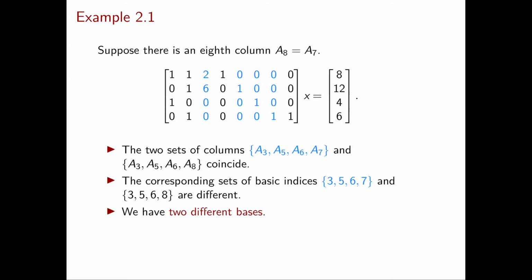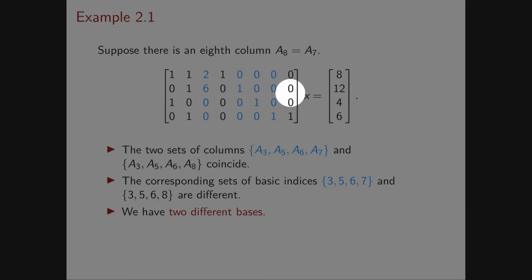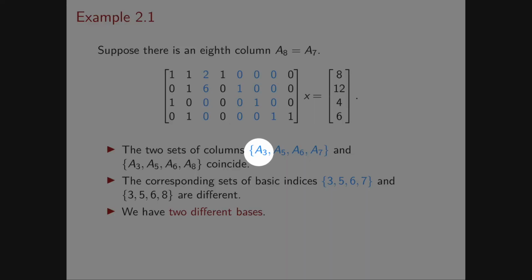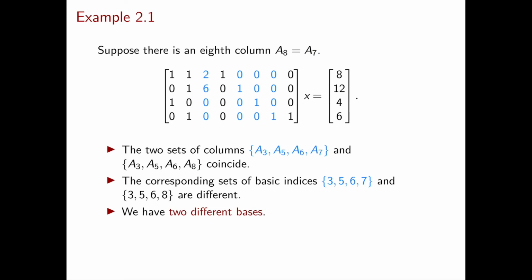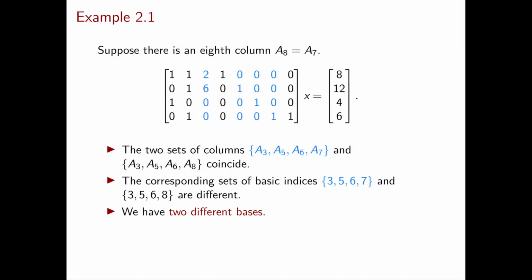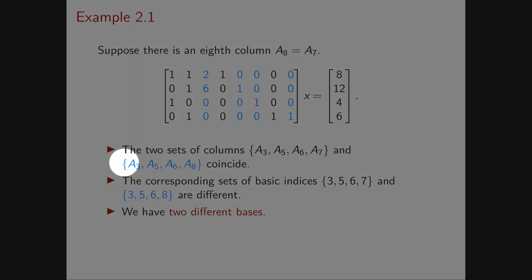So let's look again at the same example that we've seen lately. We're just gonna add one more column, which will be exactly equal to the seventh column. Let us now select first the set of columns A3, A5, A6, and A7. And these columns are highlighted here in blue. And then instead, I'm gonna select A3, A5, A6, and A8, which are now selected in the matrix.